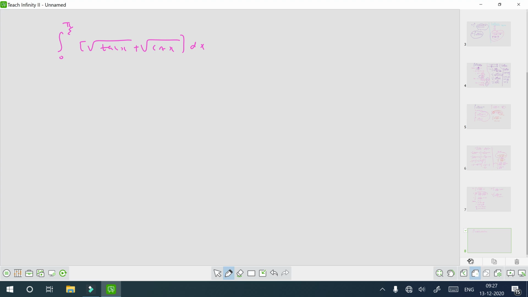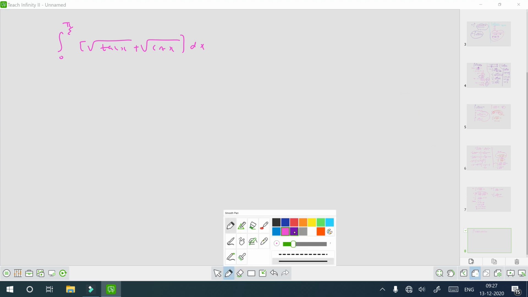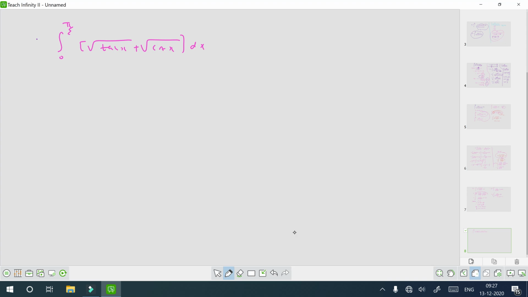In indefinite integrals, we already saw this example. Separately, we saw root tan x dx and root cot x dx. Now you can take root tan x plus or minus root cot x, any one of them you can take. Here root tan x plus root cot x is given to us. There is a very special way to solve it. Clear? See here. Call this one as I.